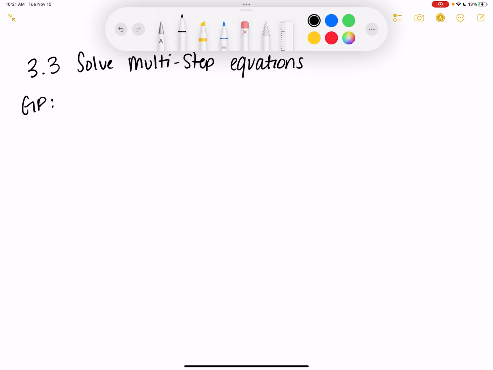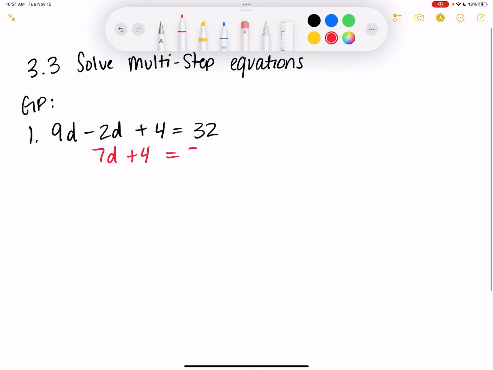So number 1, we have 9d minus 2d plus 4 equals 32. The first thing that we always want to do, if we can, is combine like terms. I have 2 things that have a d on them, so I'm going to combine those. So 9d minus 2d would be 7d plus 4 equals 32. And now these just look like what we did yesterday.